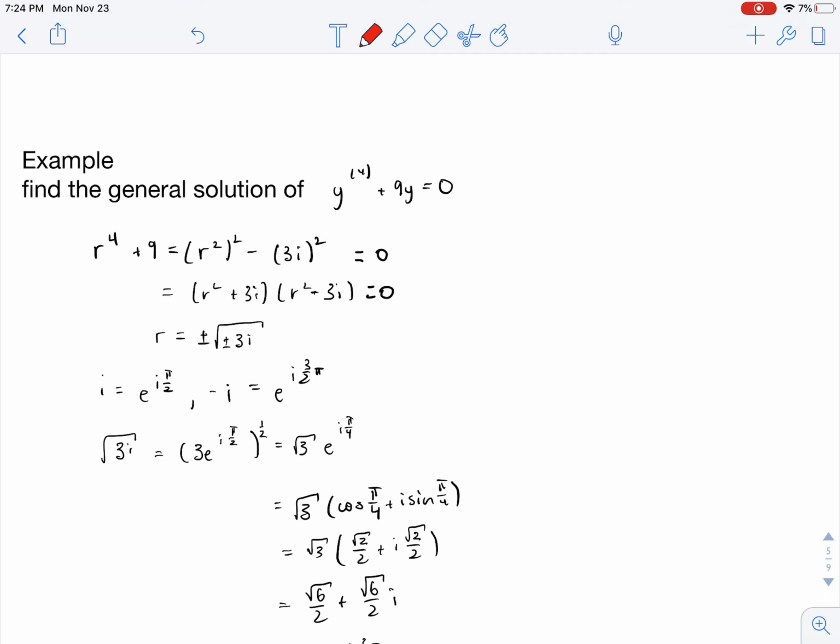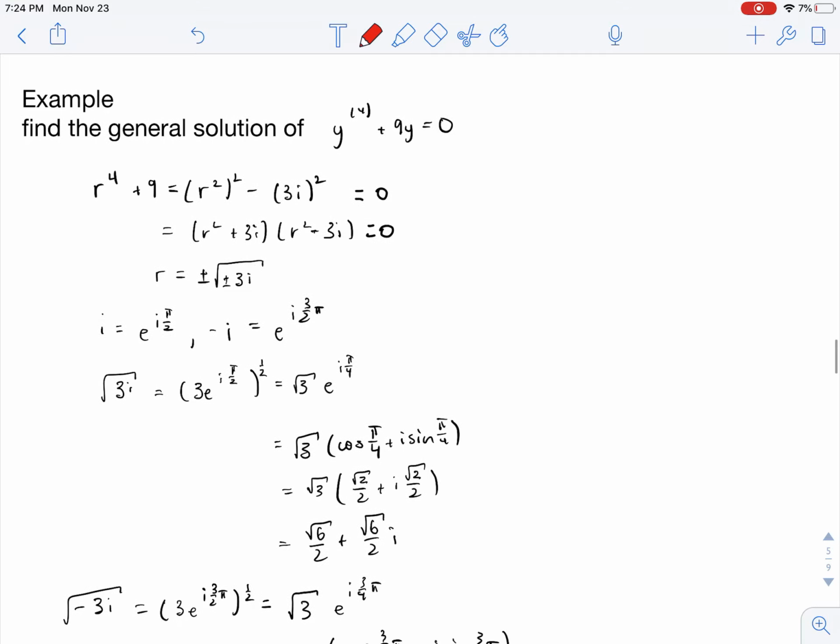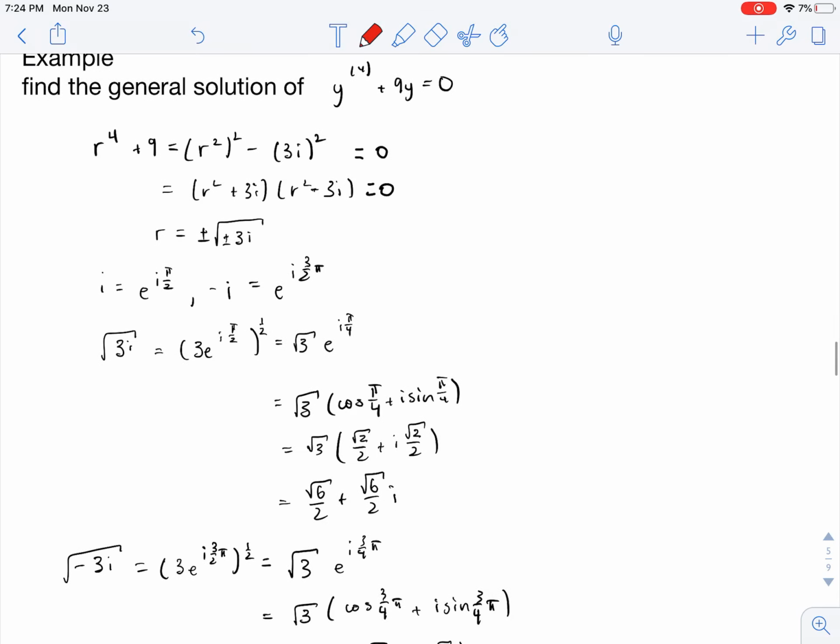Now let's apply this to the other case, which is the square root of negative 3i, and we get that it is equal to the quantity 3 times e to the i 3/2 pi to the 1/2, which is equal to the square root of 3 times e to the i 3/4 pi. Applying Euler's formula in this case, we get the square root of 3 is equal to cosine 3/4 pi plus i sine 3/4 pi.